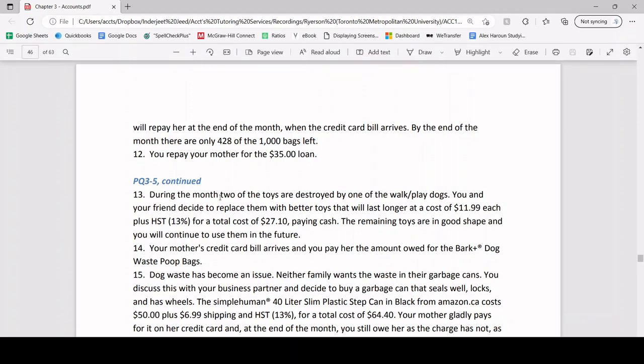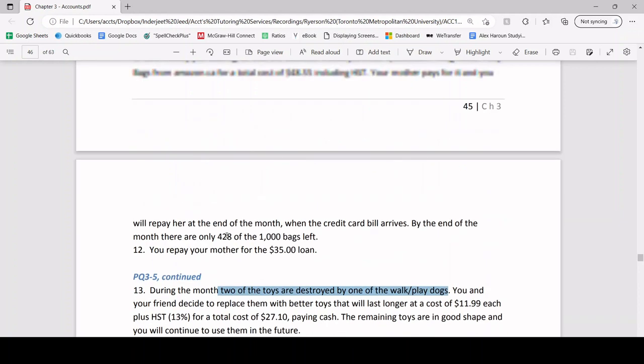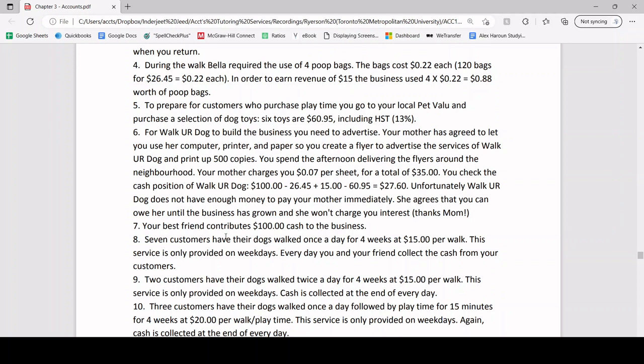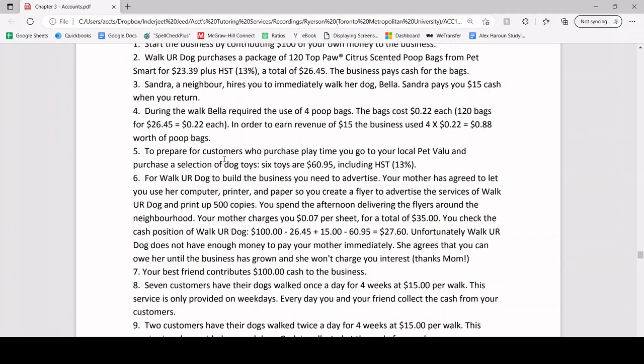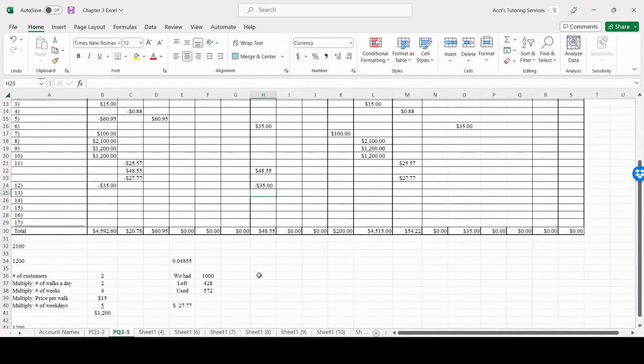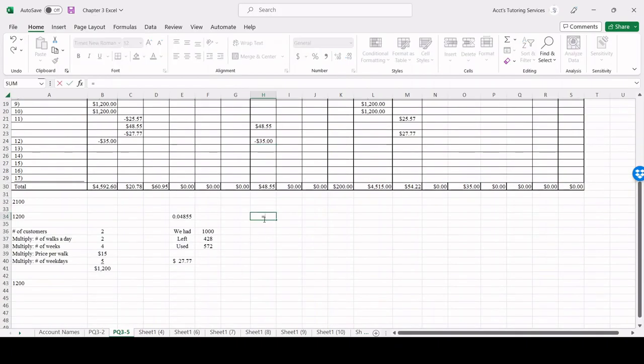All right, so 2 of the 6 toys that we bought are destroyed. So we're going to go up to transaction number 5. Because remember, we purchased 6 toys at 60.95. So the first part that we have to do is calculate the cost per toy. So we're going to take this 60.95 and divide it by the 6 toys. So I'll do it over here. 60.95 divided by the 6 toys. The cost per toy is 10.1583.